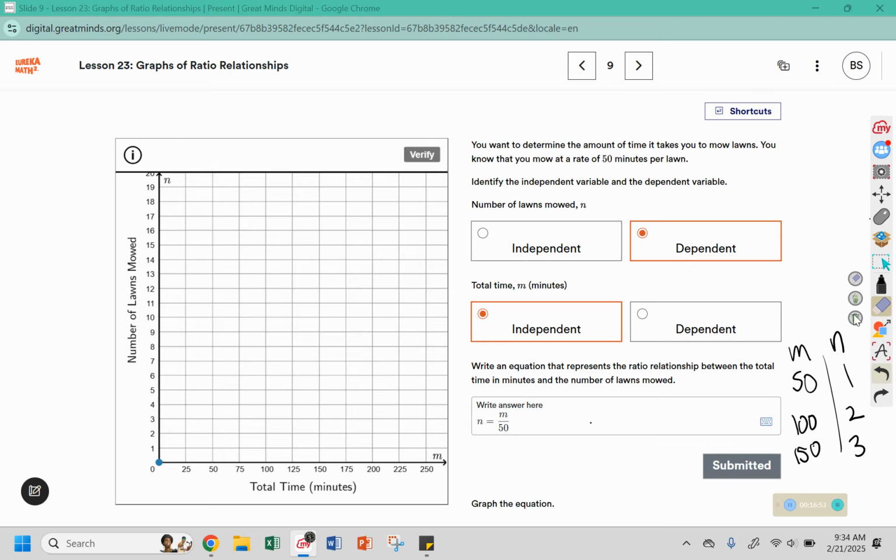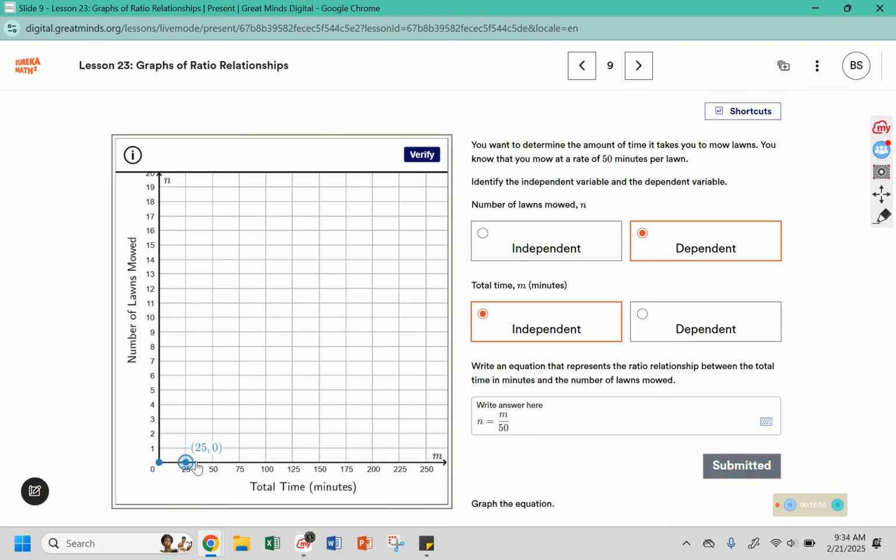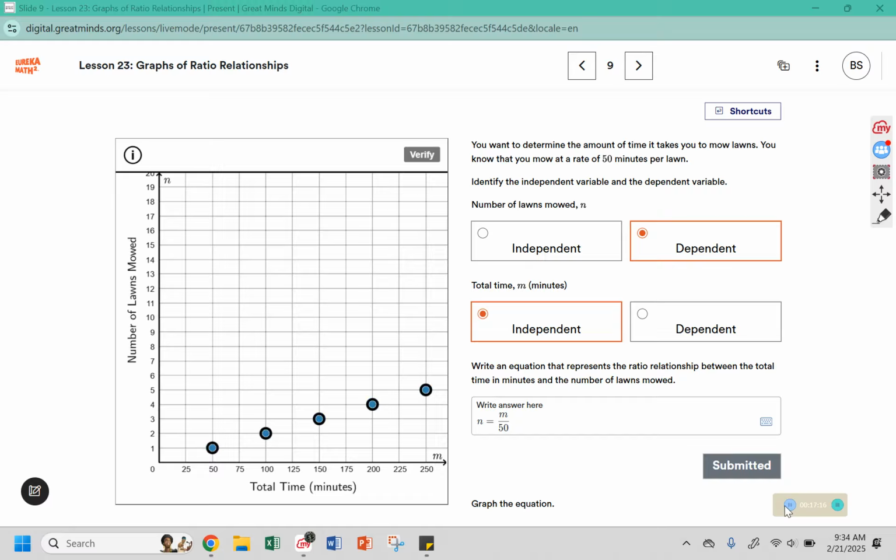And then we'll graph. So for 50 minutes, we can do 1 lawn. For 100 minutes, we can do 2 lawns. For 150, we can cut 3 lawns. 200 minutes, we can do 4 lawns. And 250 minutes, we can do 5 lawns. So by verifying, we have our points in the correct location.